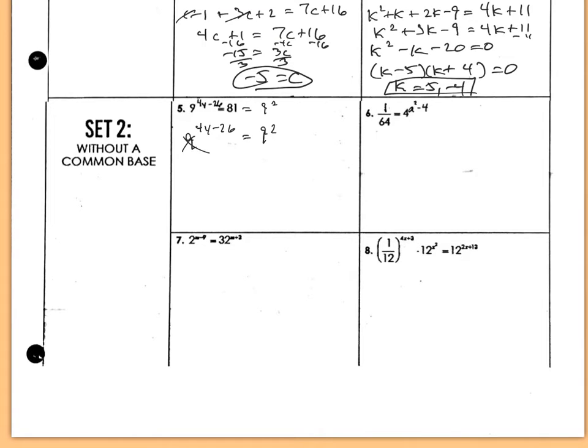Now the same rule applies. The bases match, so those are gone. 4y minus 26 equals 2. So 4y, add the 26 over here, equals 28, and y is 7.